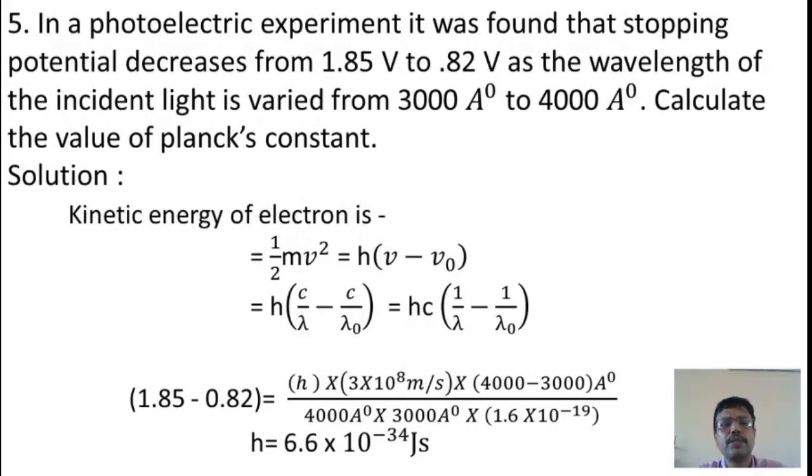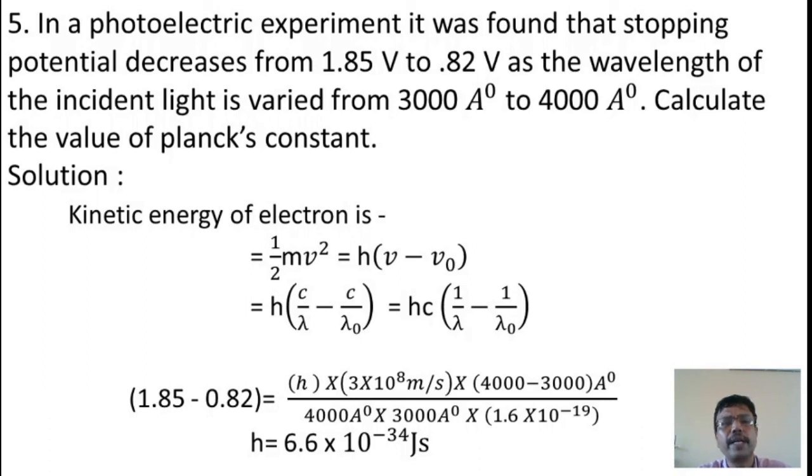Then the next question is: in the photoelectric effect experiment, it was found that the stopping potential decreases from 1.85 volt to 0.82 volt as the wavelength of the incident light is varied from 3000 angstrom to 4000 angstrom. Calculate the value of Planck's constant. This is again a problem to calculate Planck's constant. What are the data given? Stopping potential 1, V1, is equal to 1.85 volt. Stopping potential 2, V2, is equal to 0.82 volt.